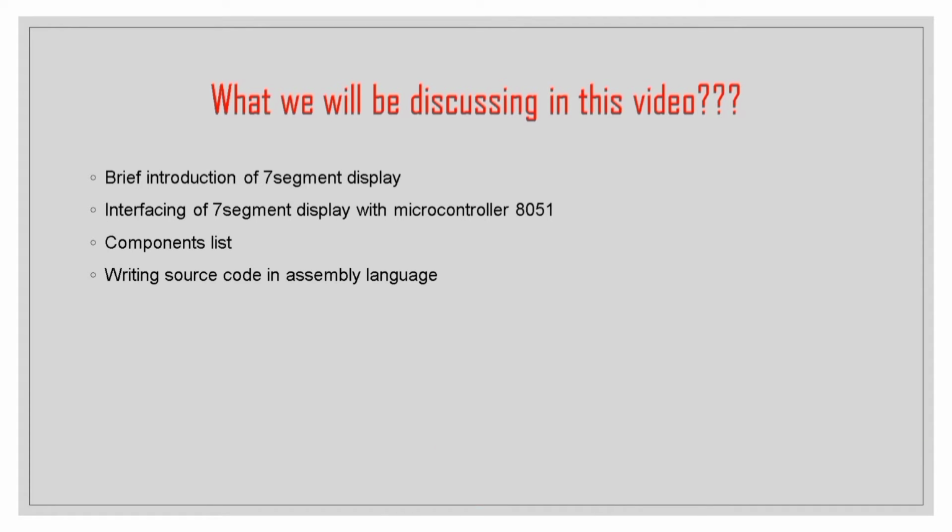That is a brief introduction of 7 segment display, interfacing of 7 segment display with microcontroller 8051 in Proteus, and component list. Whatever I will be showing you in the video, you can check it by yourself, and you can also do the same interfacing. So the list will be helpful to you. Again, we will see how to write a source code in assembly language for the interfacing. For writing the source code, we are using Proteus itself. We are not using Keil or another software here. In the Proteus only, we will see how to write the code.